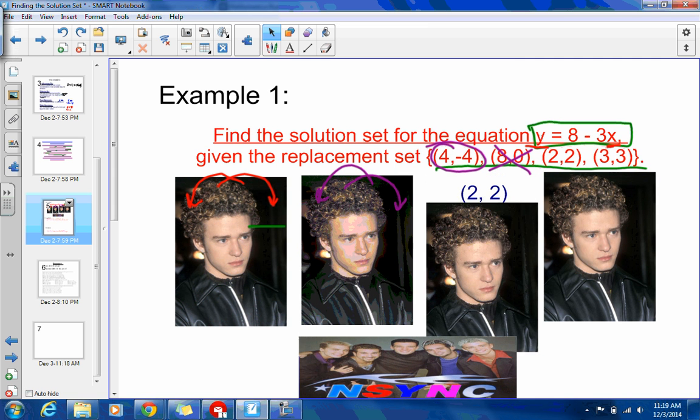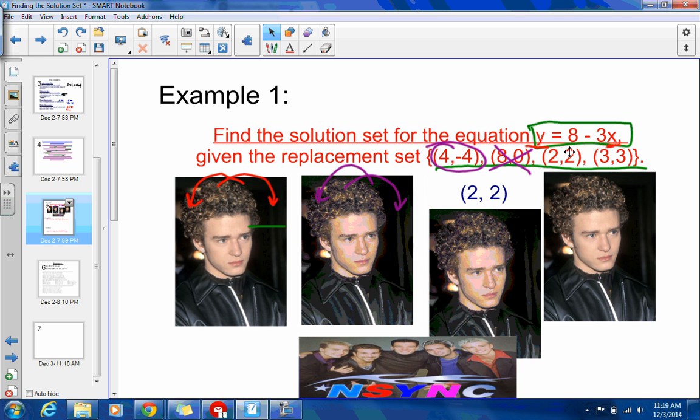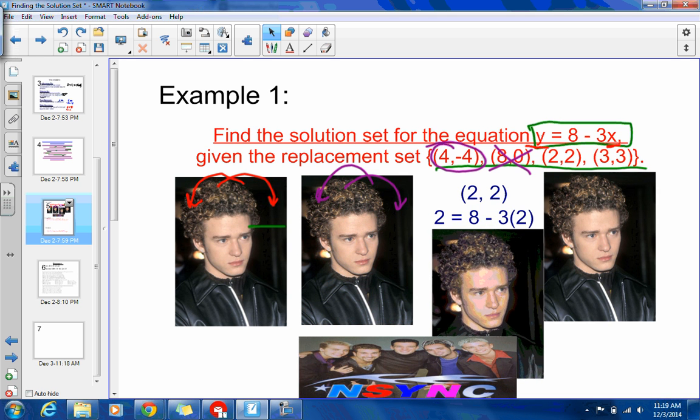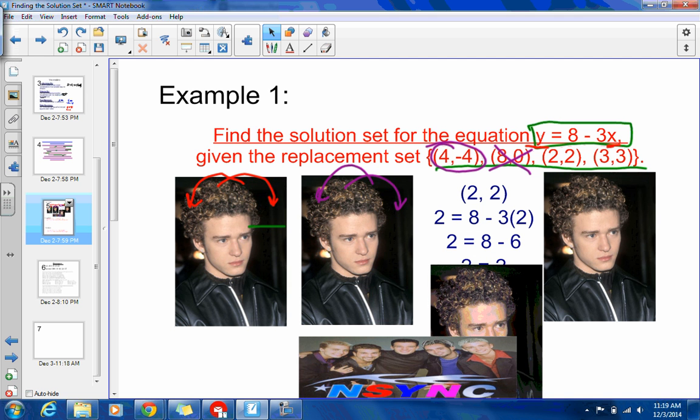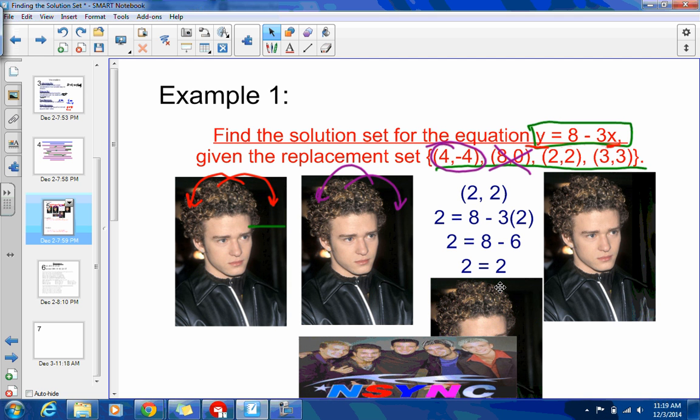Next. Take our next one. Plug in the x. Really, it doesn't matter because they're both 2. Plug them in for the variables. You get 2 equals 8 minus 3 times 2. Do your multiplication first. 3 times 2 is 6. 8 minus 6 is 2. So 2 equals 2. And that is a true statement. I will circle that, because that one is true, so that one's good.